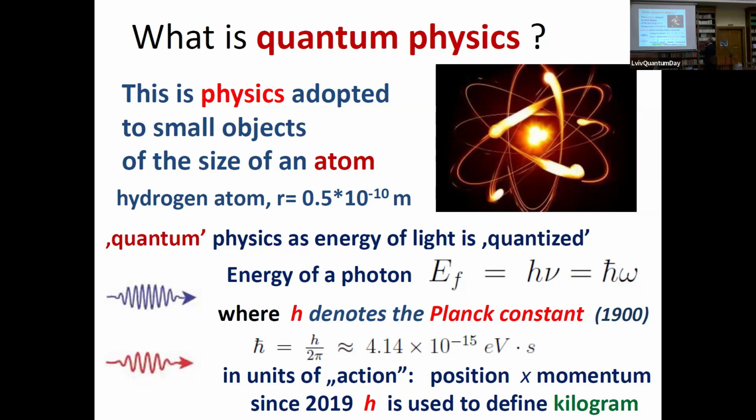Now look, this constant was used already 125 years ago to consider the famous problem of black body radiation. And now this is the quantity in units of action. It's position times momentum. And strangely enough, since 2019, h bar is used to define a kilogram. So, you know, many years ago, the kilogram was defined in Paris by a piece of metal which weighs like this, but now they decided to change, and the kilogram can now be defined just by adopting a known value of the Planck constant.